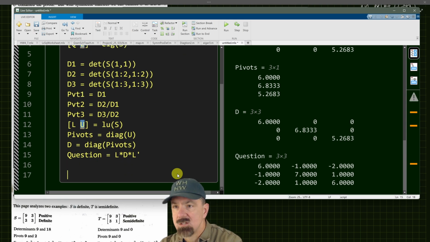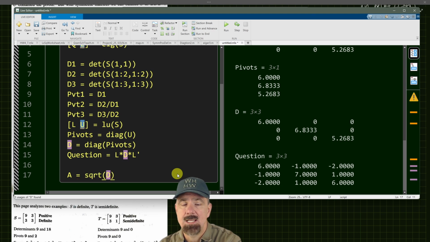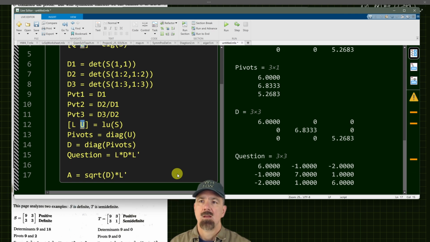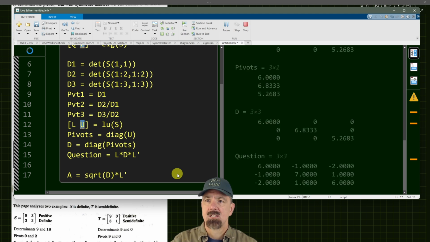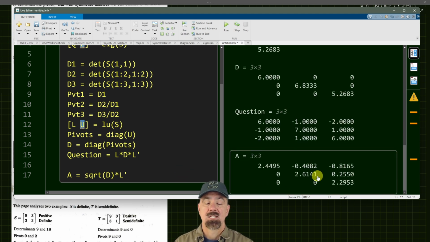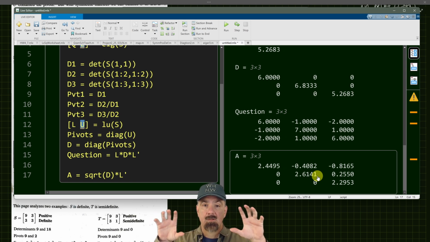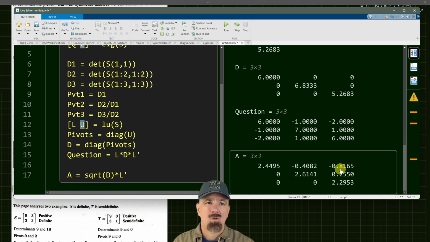What we're going to do then is build this A matrix according to Strang. We're going to take the square root of D, and we're going to multiply by L transpose. And this is going to give us the matrix that is basically the separation of the symmetric matrix. So this is kind of like the square root of the symmetric matrix. Not quite, of course, but it's in that idea. Notice that it's upper triangular.